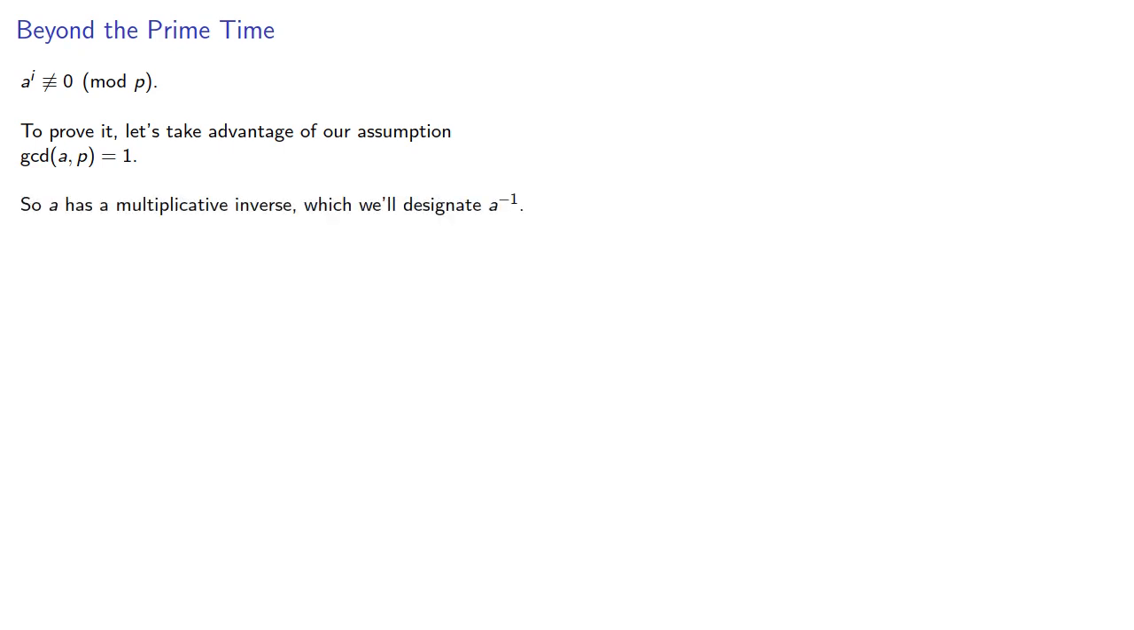So to start off with, a to the power i can never be congruent to 0 mod p. To prove it, let's take advantage of our assumption that the greatest common divisor of a and p is 1. This means that a has a multiplicative inverse, which we'll designate this way. Remember, this is not an exponent in the usual sense. This is not 1 divided by a, because you can't do division mod n, but this is an easy way to designate the multiplicative inverse of a.